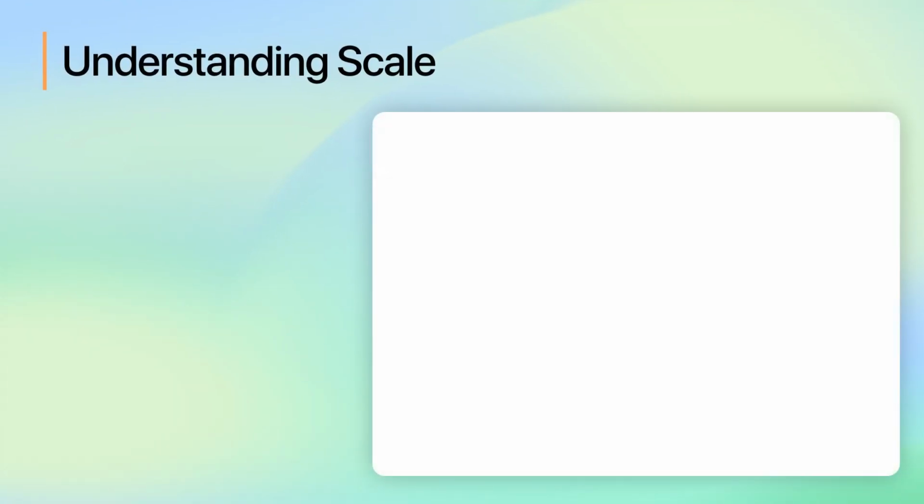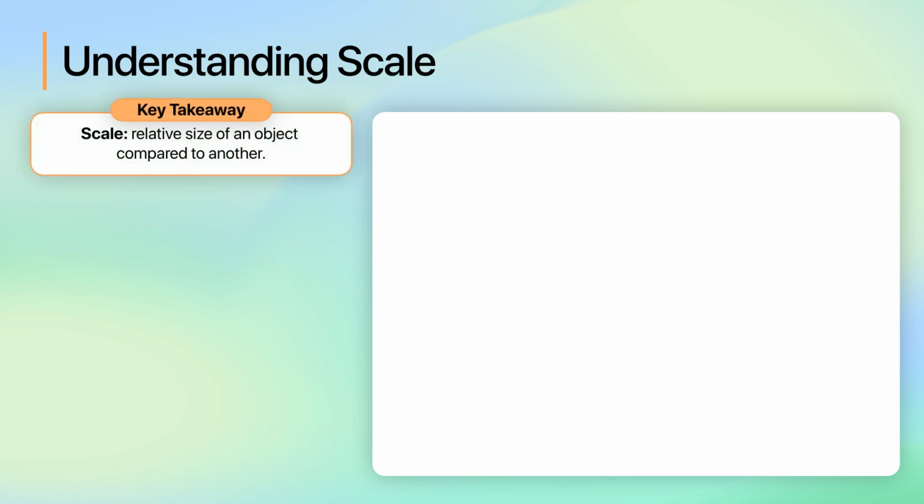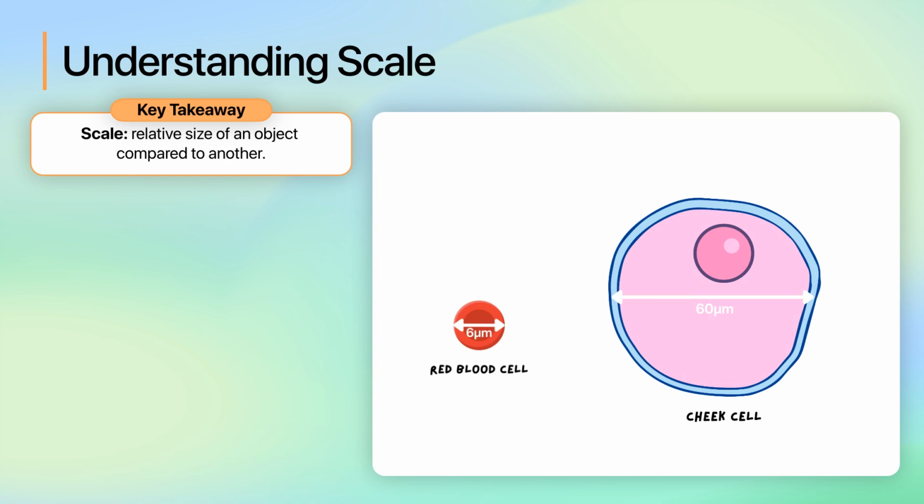First, it is essential to understand that cells are extremely small. We can use scale to compare the relative sizes of these very small structures. When we talk about scale, we mean the relative size of an object compared to another. For example, the diameter of a typical red blood cell is approximately 6 micrometers, while a cheek cell is roughly 60 micrometers in diameter.